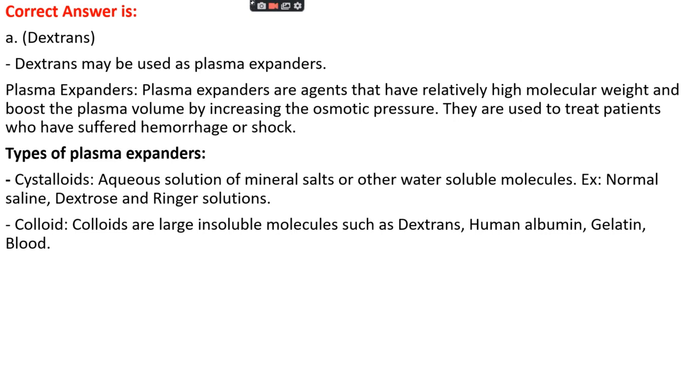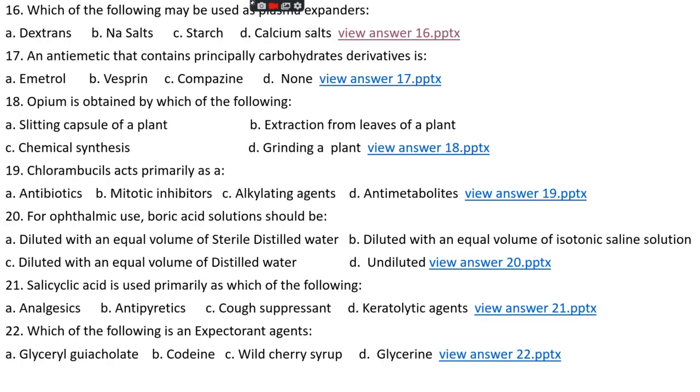If we look at the types of plasma expanders, there are two types: crystalloid plasma expanders and colloid plasma expanders. Crystalloids are aqueous solutions of mineral salts or other water soluble molecules, for example normal saline, dextrose, Ringer solution. These are the crystalloids. While colloids are large insoluble molecules such as dextrans, human albumin, gelatin, blood, etc.